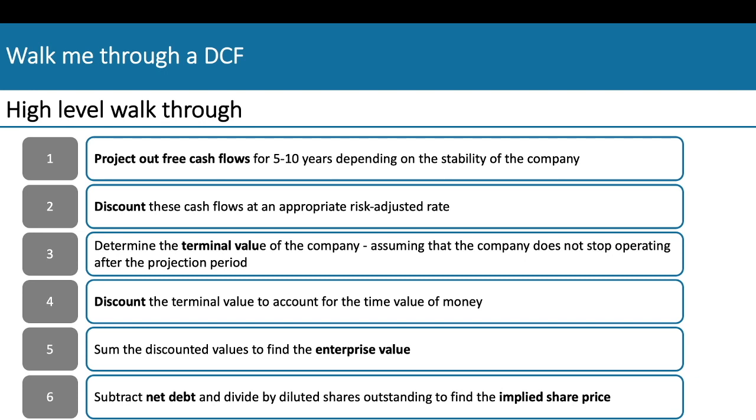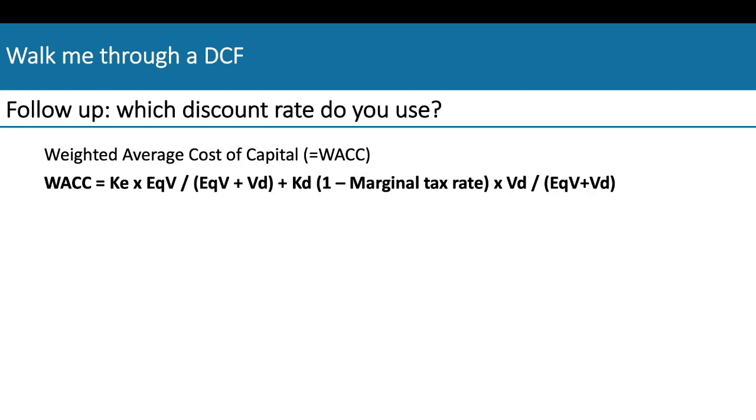Because this is a really wide area, we're going to first focus on WACC in this video. We're going to make other videos covering aspects like how to determine the terminal value. So the follow-up question you would get would be, which discount rate do you use to discount the cash flows and the terminal value? So what you use is the WACC, the weighted average cost of capital. The WACC is calculated as the cost of equity times the amount of equity in the capital structure plus the after-tax cost of debt times the amount of debt in the capital structure.